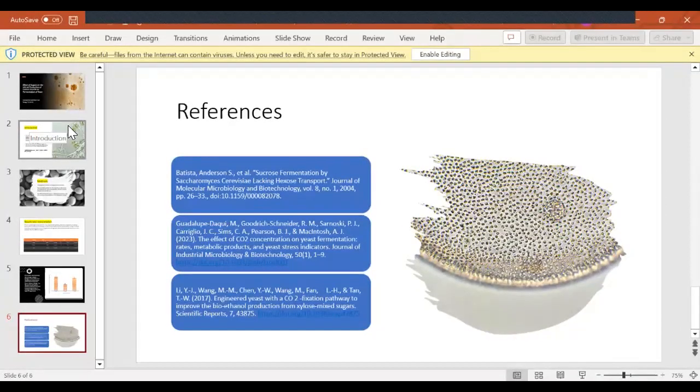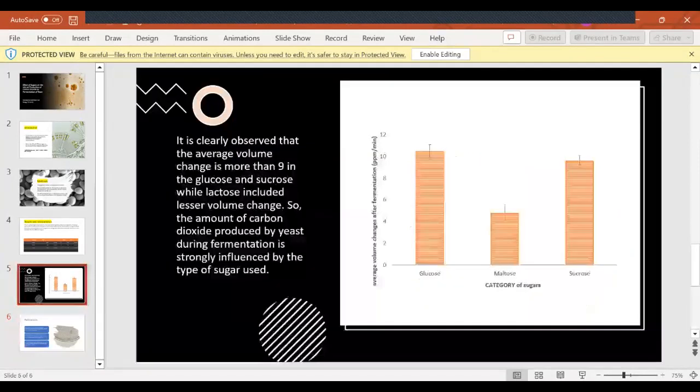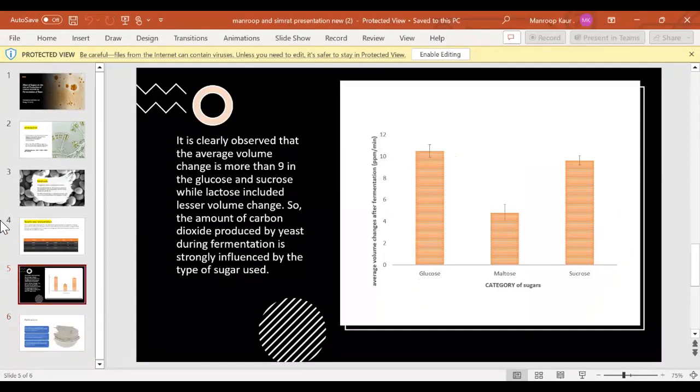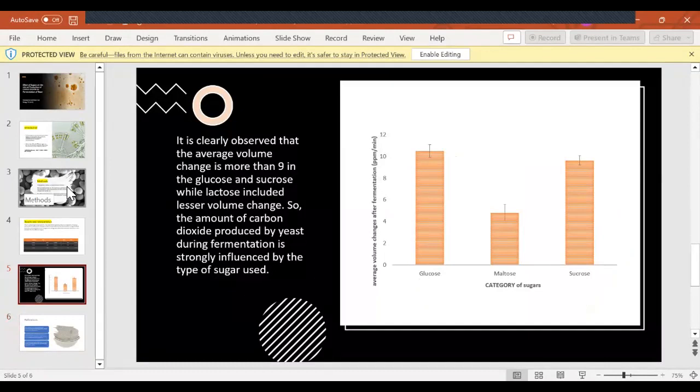Yes. So I just want to explain a bit more about why sucrose produces more carbon dioxide as compared to glucose. The reason is that there is an enzyme called invertase that catalyzes the hydrolysis of sucrose into both fructose and glucose, which explains why sucrose produces more carbon dioxide than maltose.